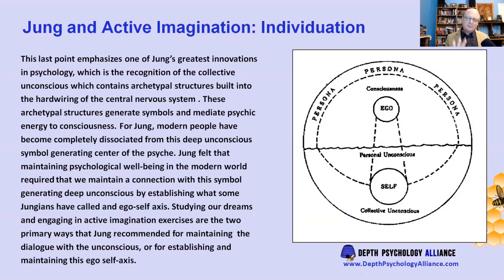But this last point that I made about the archetype and the differentiation from the personal unconscious emphasizes one of Jung's greatest innovations in psychology, which is his recognition of the collective unconscious, which contains archetypal structures built into the hardwiring of the central nervous system. Now, a lot of times people who aren't familiar with Jung hear about a collective unconscious and it sounds metaphysical to them, as if there's a mystical astral world where everybody is connected. And that may be so. There may be such an astral world, a metaphysical plane where everyone is connected through an Atma, Paramatma type connection. However, that's not what Jung is talking about.